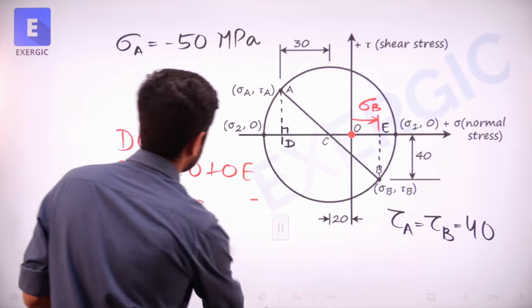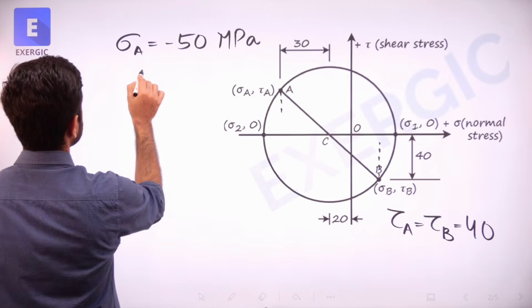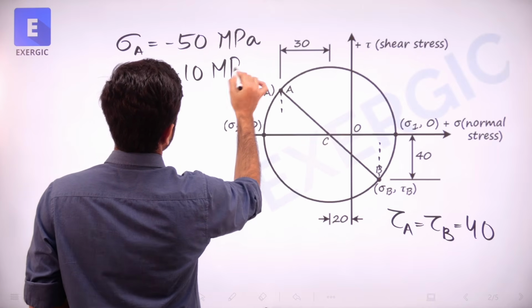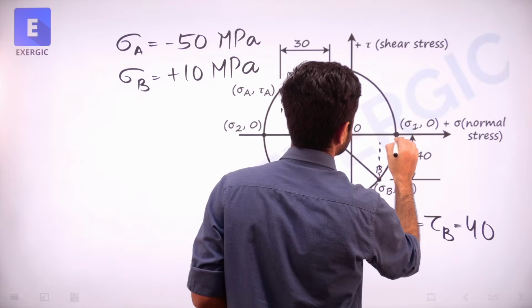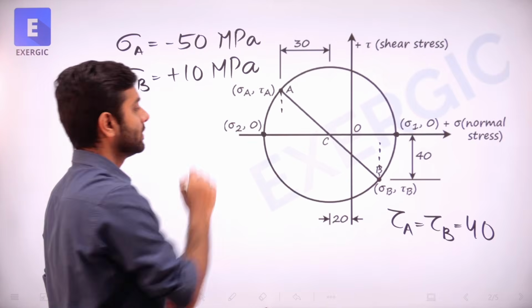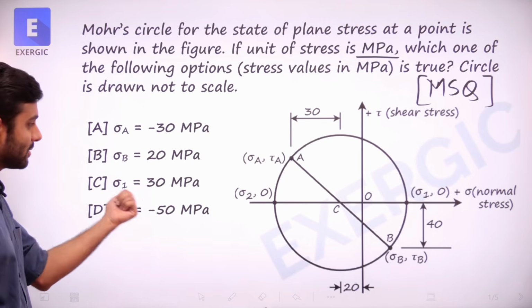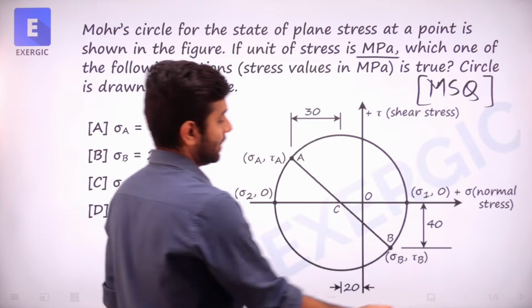Now, sigma A is known to us. Sigma B also we calculated as plus 10 megapascal. Now coming to sigma 1 and sigma 2. Obviously, as you can see from the option, and it makes sense, sigma 1 should be positive, sigma 2 should be negative. Let us try to find the value.